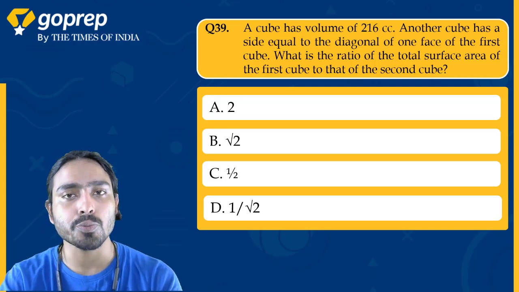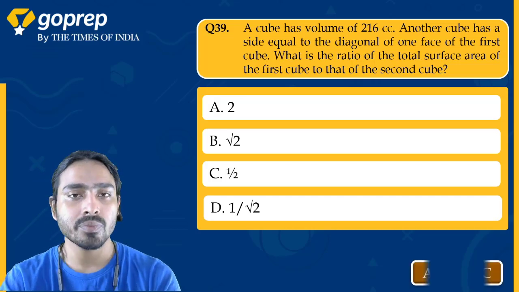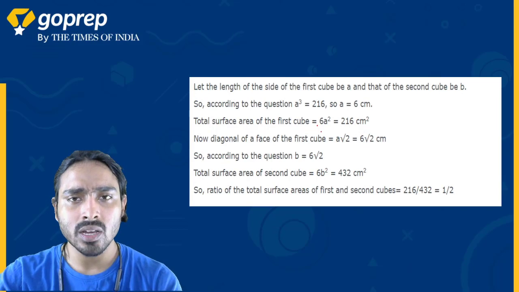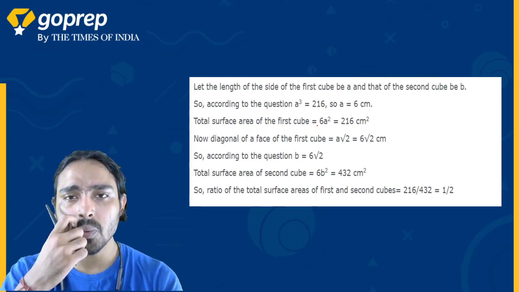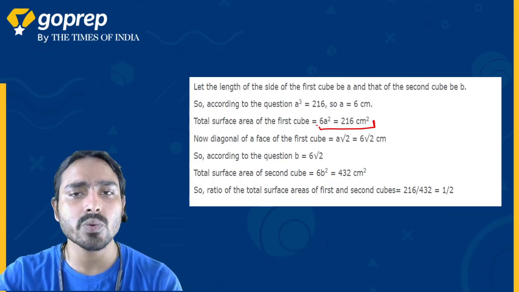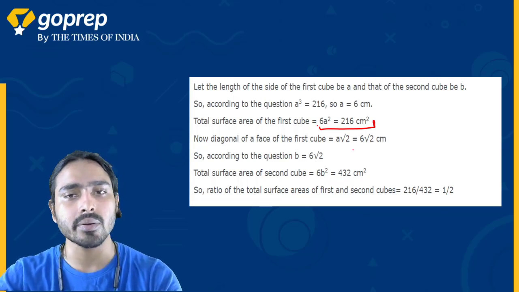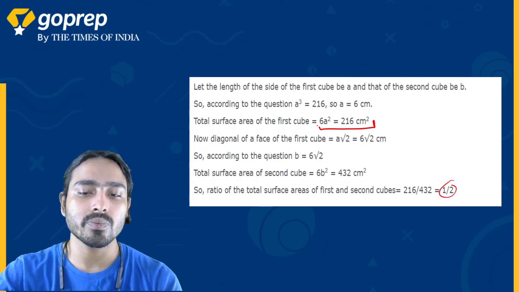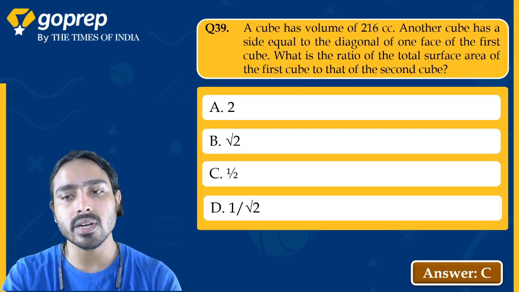The total surface area of the cube will be 6a square. So you just try to solve it. Just look at this: 6a square in the first case was the total surface area of the first cube. You have to understand it will be only 216, because a square is again 36, right? And this is a root 2, that is 6 root 2. We'll try to solve it out, we'll get 1 upon 2. That is the right answer. C is the right answer.